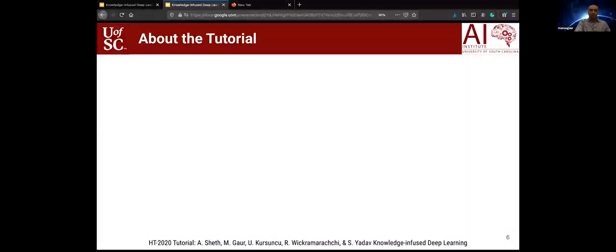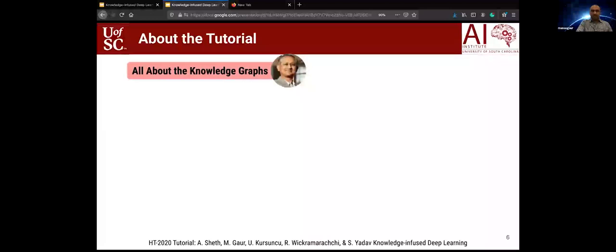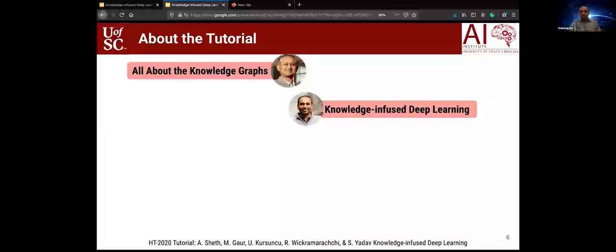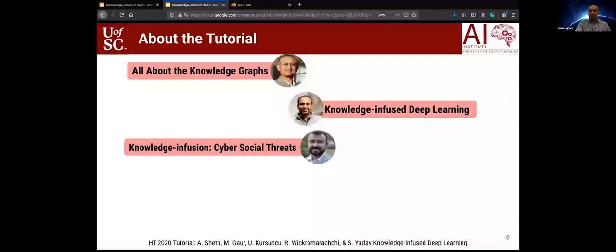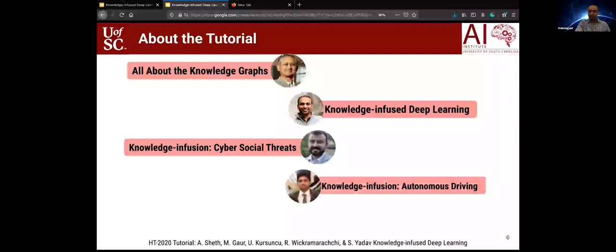So about the tutorial, the first presentation would be all about the knowledge graph, getting into the intricacies of the knowledge graph: what the different knowledge graphs are, how they have been constructed, how they have been used in different pipelines, and what the major questions are that have been raised around knowledge graphs. Then we will be talking about knowledge-infused deep learning, which is the core component of the tutorial as well. And we will be appreciating this concept with different applications, one specific to cyber social threat, another autonomous driving. And then we will be talking about the darknet, which is also an unexplored territory within the web.